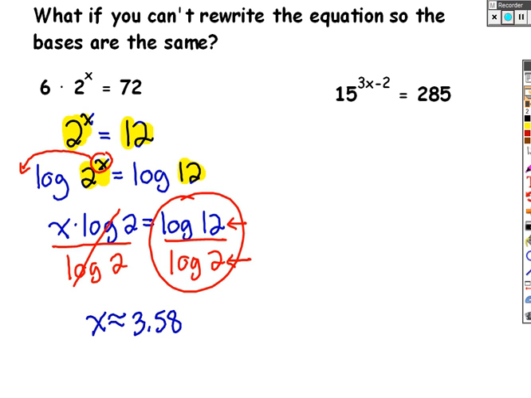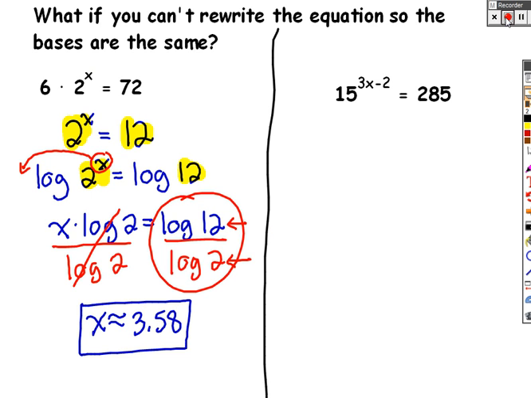Now, since you can use your calculator, please go back and check. If I plug this into my original function and take 6 times 2 to the 3.58 power, I should get out just about 72. It might not be exact because I have rounded my answer.